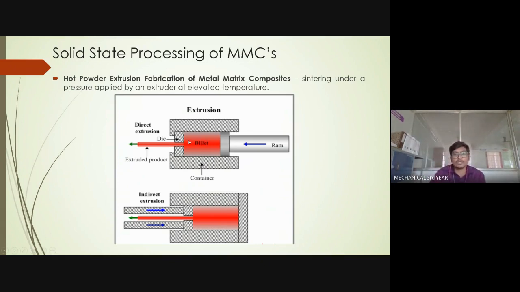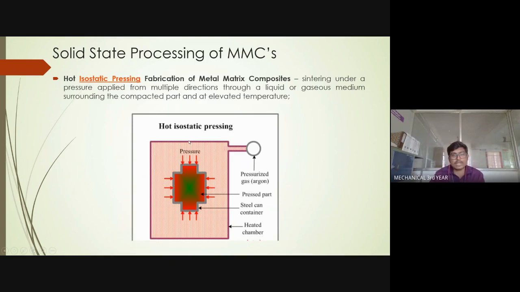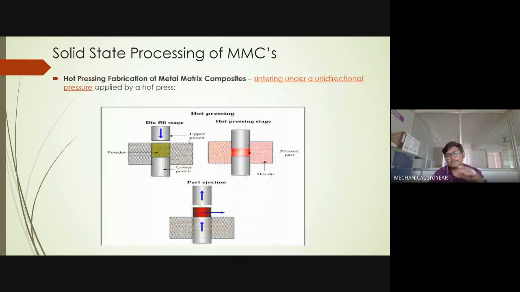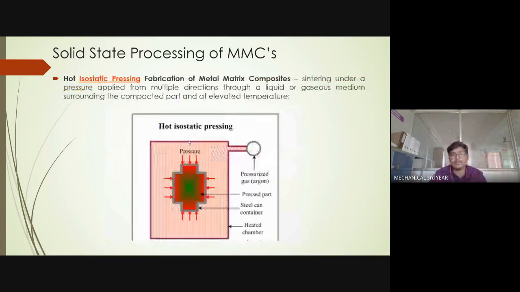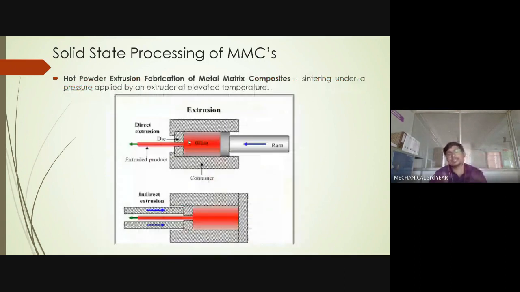In the previous two categories, we saw that heat and pressure are applied as an integral part of the machine. Whereas in this case, the powder is heated in some other area, and that heated powder is brought into this container, and with the help of the ram and the die opening we are going to extrude the part.